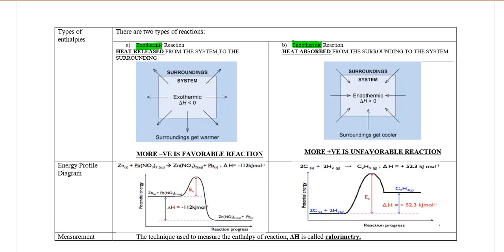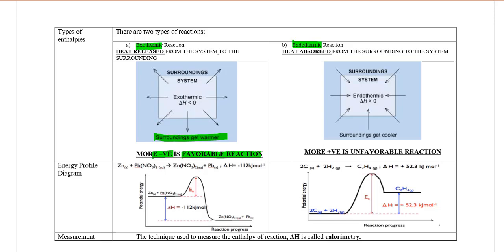For exothermic reaction, heat will be released from system to the surrounding. So surrounding will get warmer. Okay, more negative means that it's a favorable reaction because the system is giving surrounding more benefit. More negative means it's providing more benefit to the surrounding. Negative 10 and negative 20. So negative 20 is more favorable.